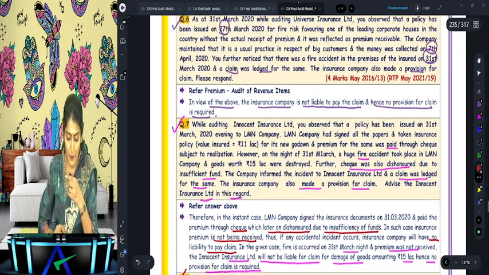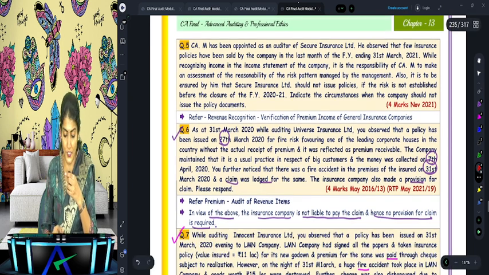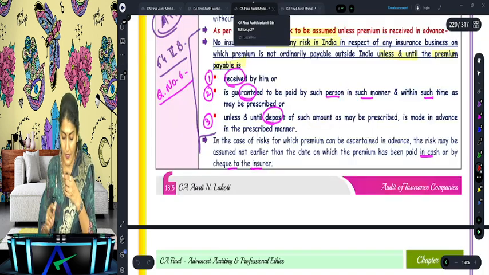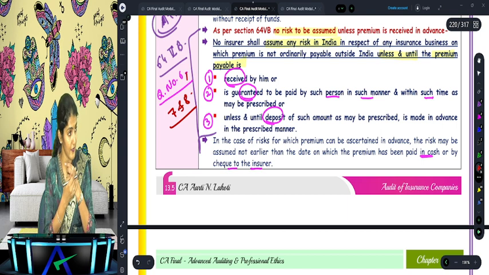Right? So question number 6, 7, 8. Is it all relating to the same points over there? Right? Question number 6, question number 7 and question number 8. Is it clear to everyone?